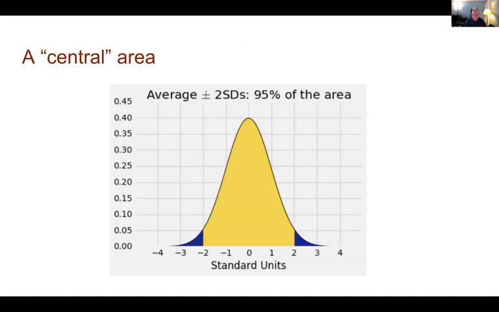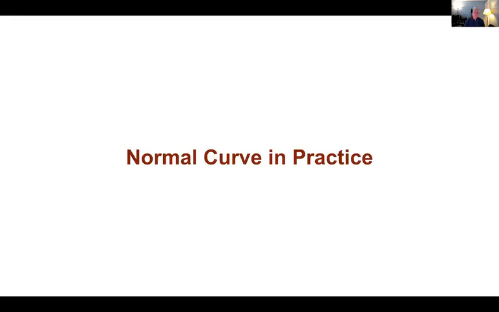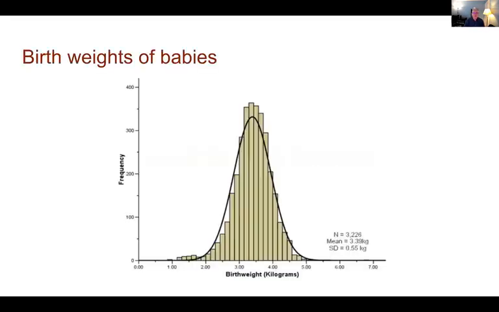Tying this back to when we started thinking about these interval ranges, now we can say within plus or minus 2 standard deviations of our average, as you can see here, shown in yellow, out 1, out 2 on both sides, that's going to cover 95% of the area. So 95% of the data is going to lie within 2 standard deviations of the average. So how do we put this in practice?